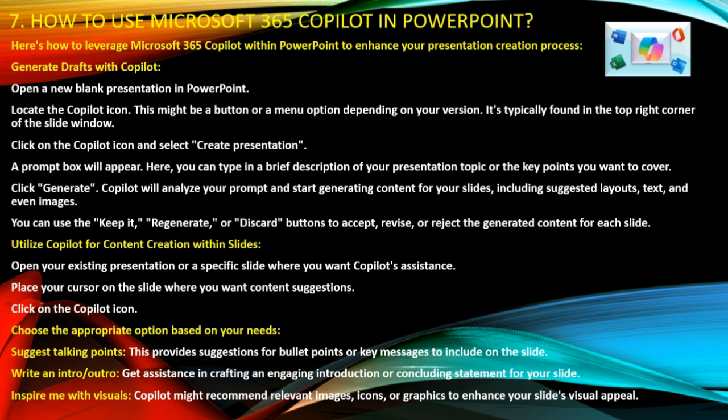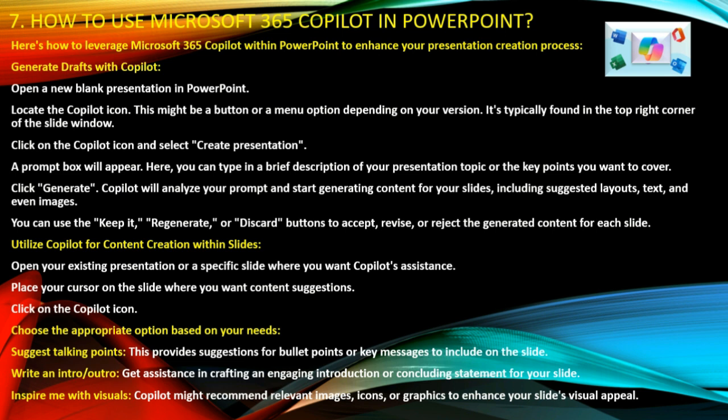Click Generate. Copilot will analyze your prompt and start generating content for your slides, including suggested layouts, text, and even images. You can use the Keep It, Regenerate, or Discard buttons to accept, revise, or reject the generated content for each slide. Utilize Copilot for content creation within slides.